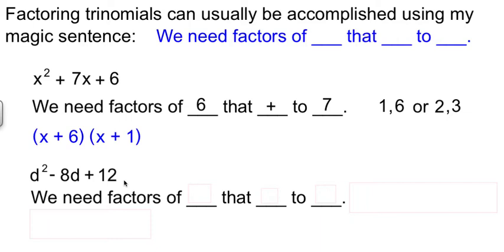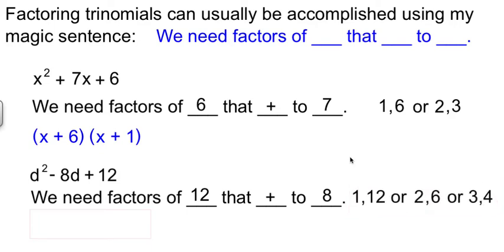Let's try another one here. d squared minus 8d plus 12. We need factors of 12 that add to make 8. Now some people would put -8 here because it's -8. I don't. I worry about the signs at the end. If you want to use -8, that's fine with me. Factors of 12 are either 1 and 12, or 2 and 6, or 3 and 4. Of those, the only one that makes 8 is 2 and 6.